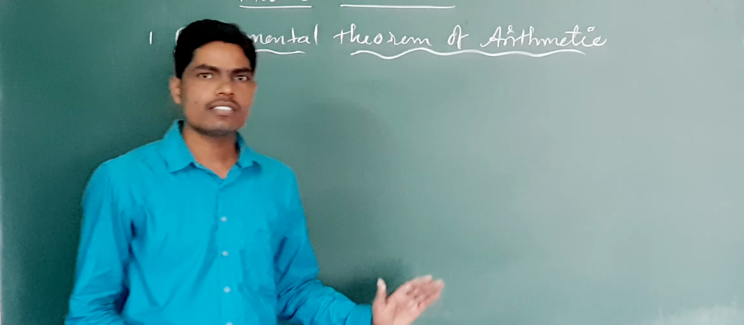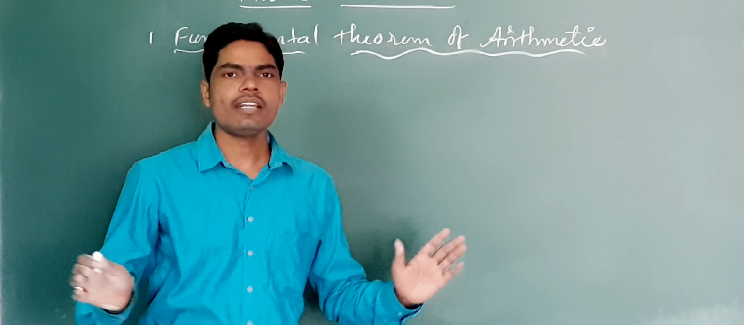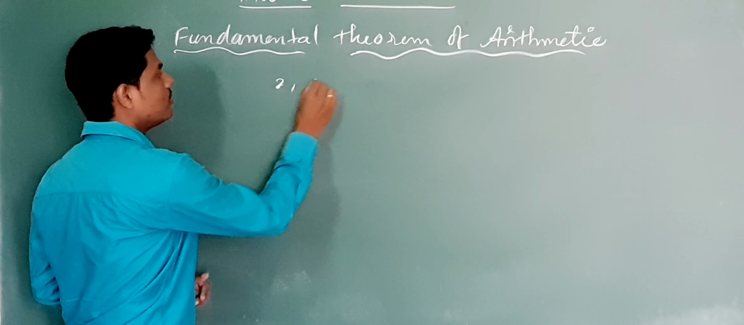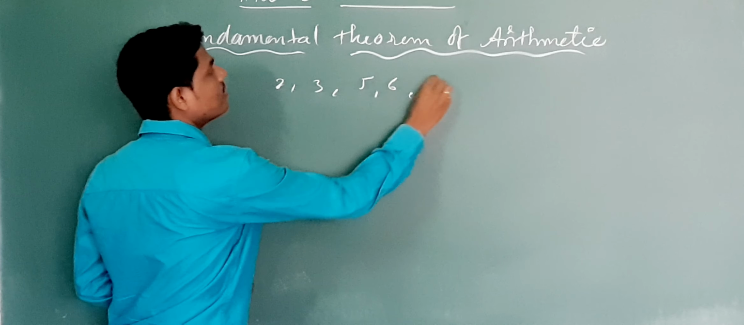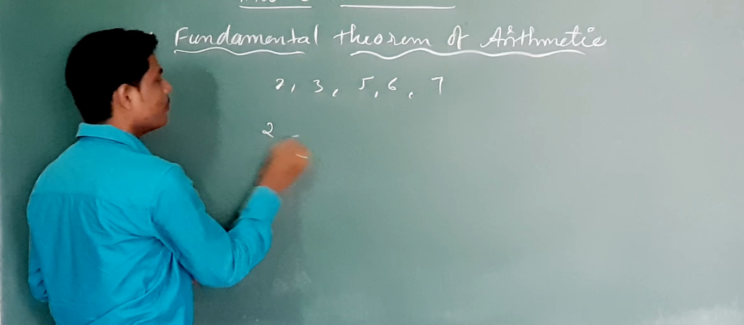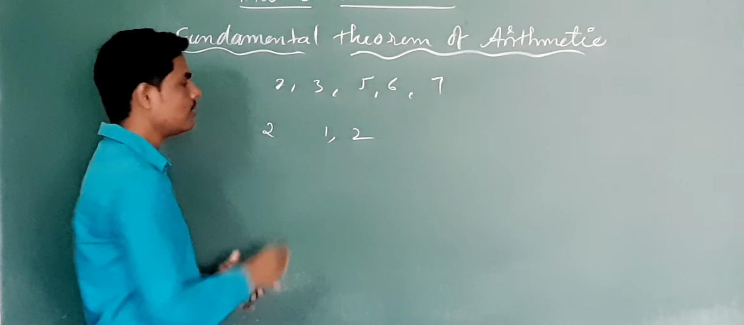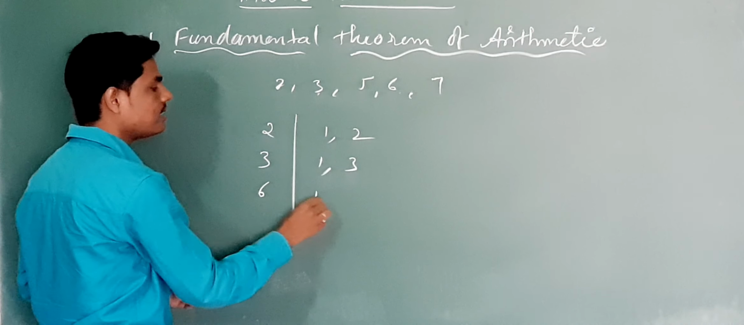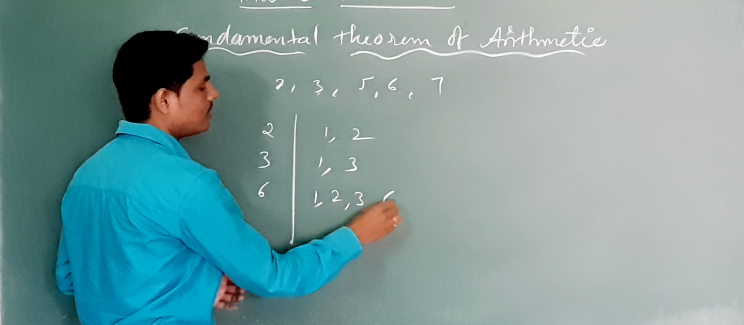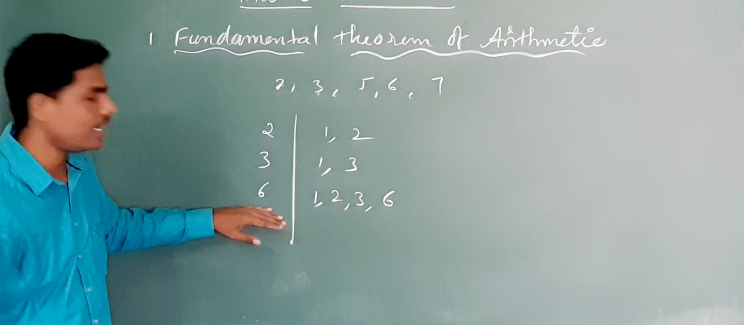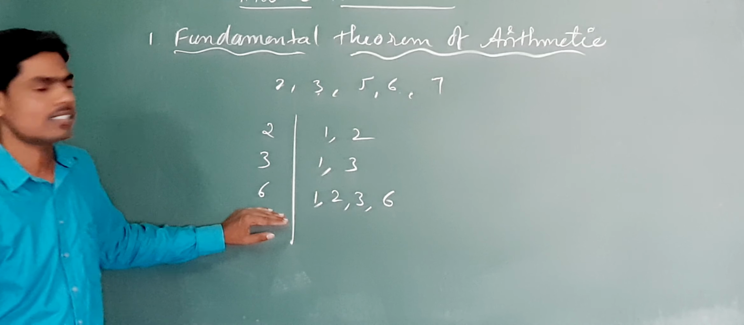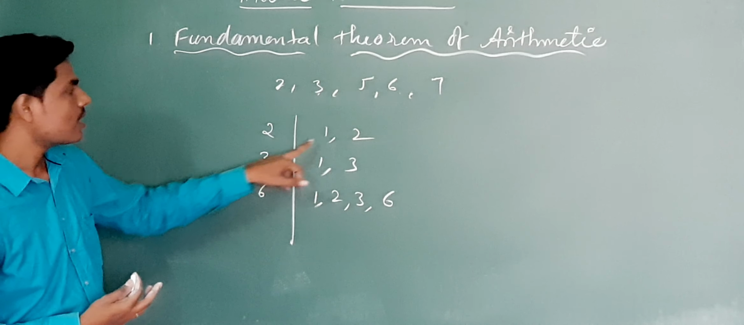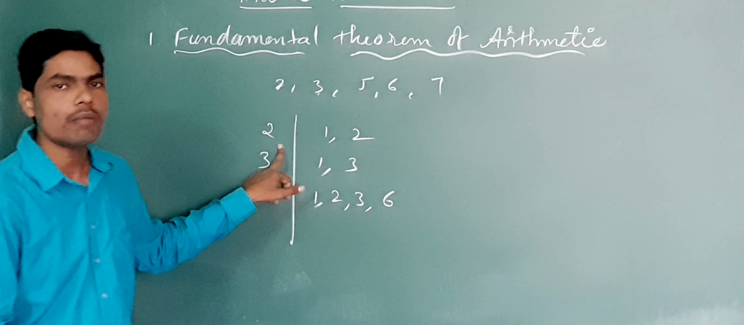So, in the number system, for any number we can write factors. For example, 2, 3, 5, 6, 7. These are all numbers, and for 2, 1 is a factor, 2 is a factor. And for 3, 1 is a factor, 3 is a factor. And for 6, 1 is a factor, 2, 3, 6. These are the factors for 6. That means the numbers in whose table we are getting it are factors. Here, for 2, we got only 1 and 2 as factors. That means 1 and itself are the factors. Those numbers are called prime numbers.